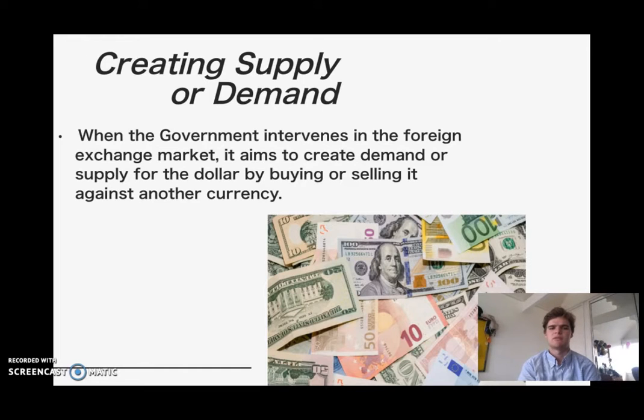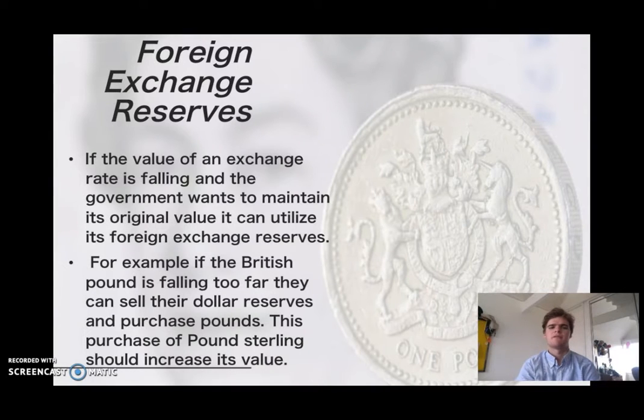Creating supply and demand. When the government intervenes in a foreign exchange market, it aims to create demand or supply for the dollar by buying or selling it against another currency. Foreign exchange reserves. If the value of the exchange rate is falling and the government wants to maintain its original value, it can utilise its foreign exchange reserves. For example, if the British pound is falling too far, they can sell their dollar reserves and purchase pounds. This purchase of pound sterling should increase its value.